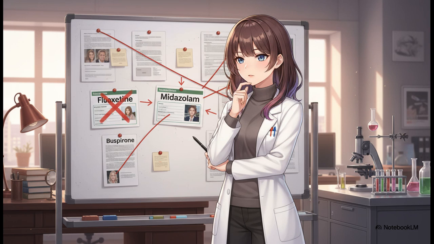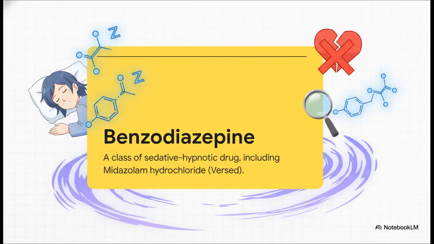We are getting so close. We've got just one more incorrect option to investigate, and then the answer should be crystal clear. So let's take a look at midazolam hydrochloride. And this one is in a whole different ballpark. Midazolam, which also goes by the name Versed, is a benzodiazepine, and that's a class of sedative-hypnotic drugs. So think sedatives, stuff that calms you down or helps you sleep, not antidepressants. So for sure, this is not our TCA.